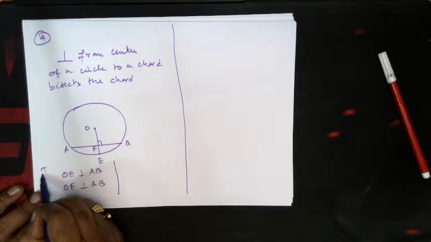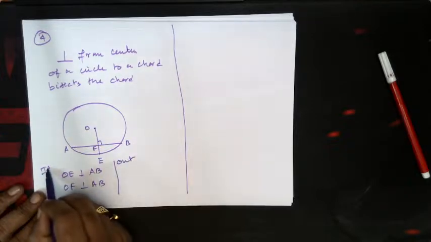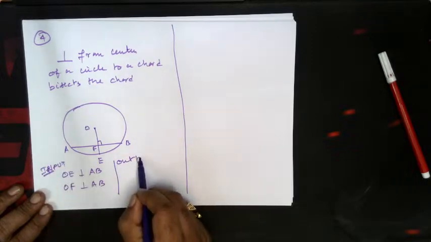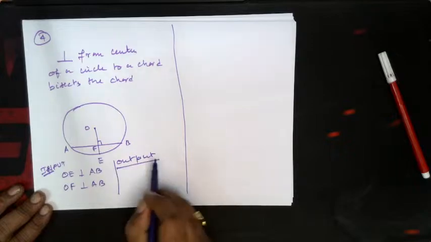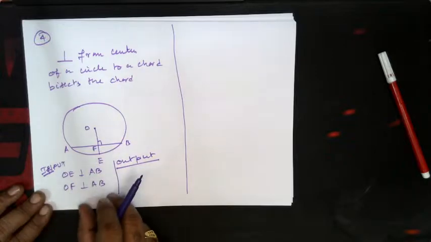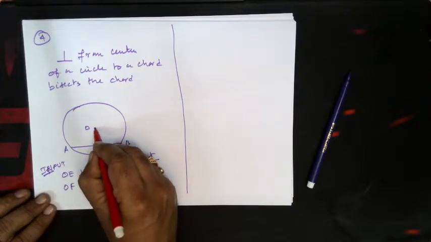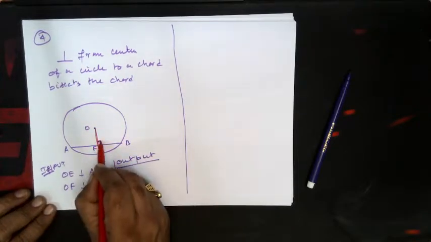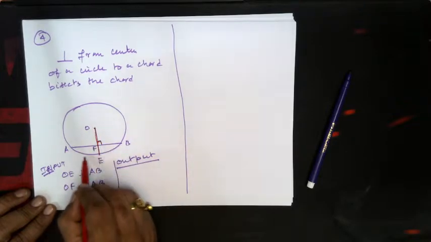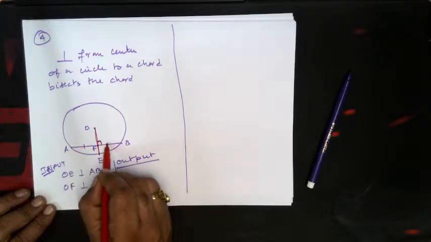So this is the input. What could be the output? Let me say this is input, this is output. So if OE is perpendicular to AB, that is OF is perpendicular to AB. Where is OE? OE is here. It is perpendicular, and we can also mention this OF. If it is the case, then AF is equal to BF.